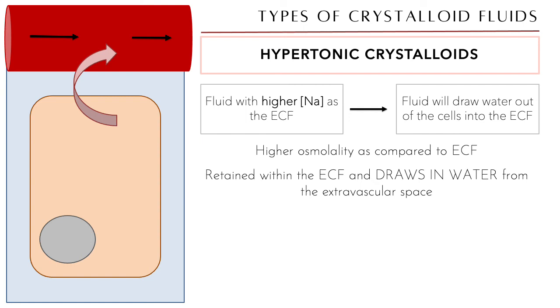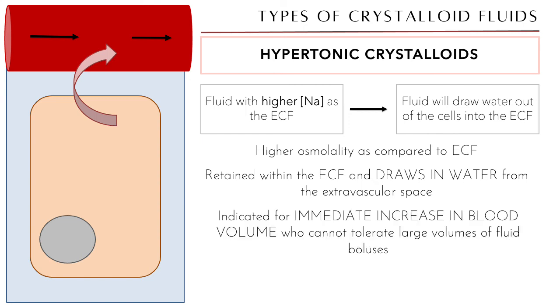So why is this good? Why would you want to get water from the cell? This is good for when you need the blood volume to be increased immediately, and when your patient cannot tolerate large volumes of fluid boluses, right? When your patient is actively hemorrhaging in surgery, right? So you want to replace that blood. However, your patient has, for example, a heart problem, and that could predispose that patient to fluid overhydration. Then you cannot give too much of the saline or the LRS.